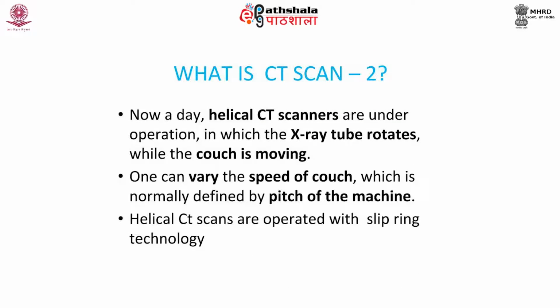Nowadays, helical CT scans are used, in which the X-ray tube rotates while the couch is moving. One can vary the speed of the couch, which is normally defined by the pitch of the machine. Helical CT scans are operated with slip ring technology. This facilitates the CT scan to rotate multiple rotations without coming back to the starting point.